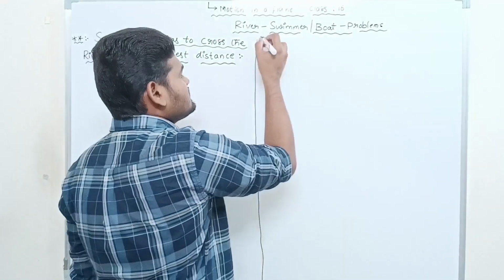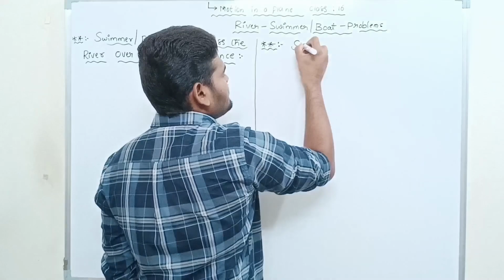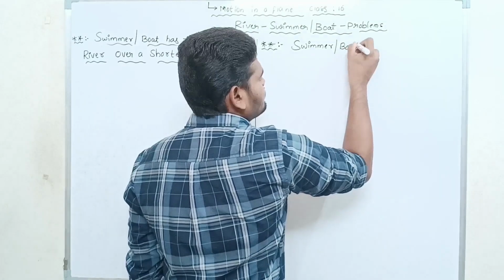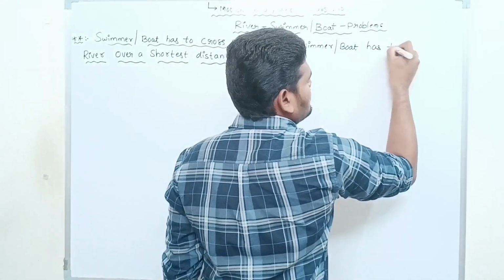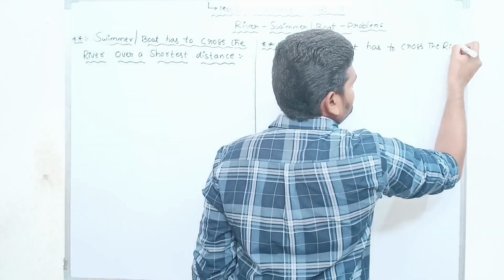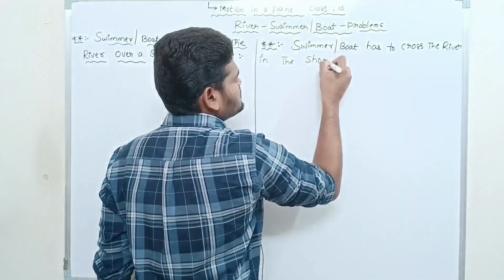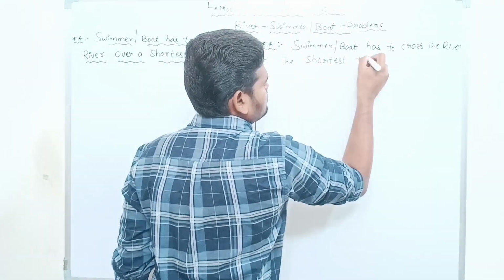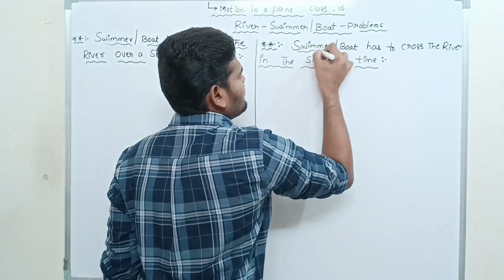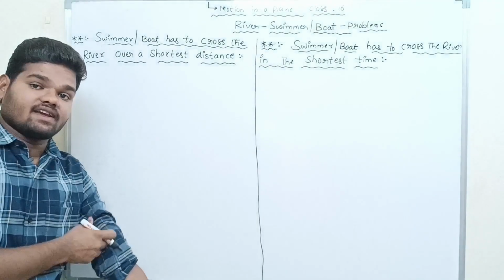What is our second concept? Our second concept is that the swimmer or boat has to cross the river in the shortest time. So these are the two concepts. One more concept is there, that is a small concept.